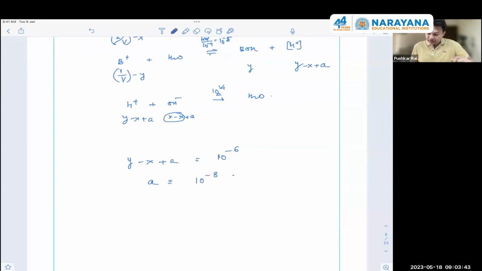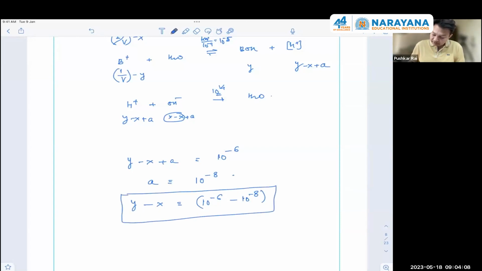Tell me, have you understood this process? That is the idea. Y minus X plus A is 10 to the power minus 6 and A is equal to 10 to the power minus 8. So Y minus X becomes the exact value of 10 to the power minus 6 minus 10 to the power minus 8. This is one condition we got here.